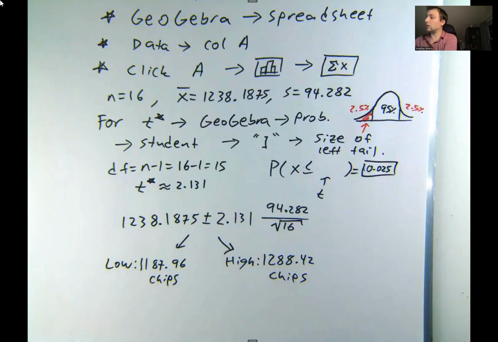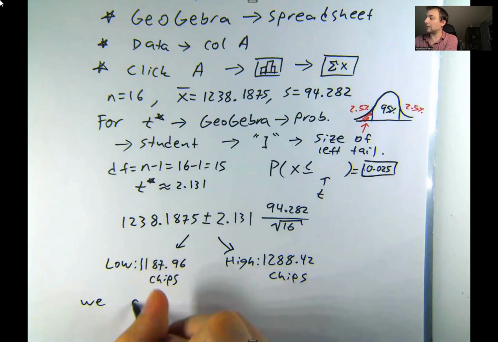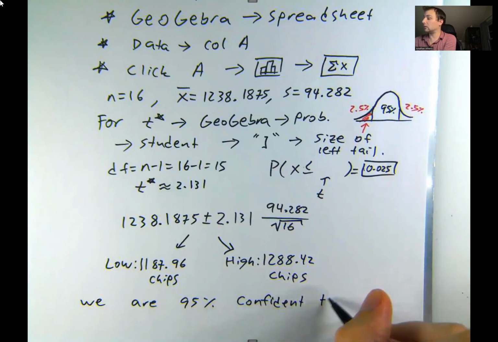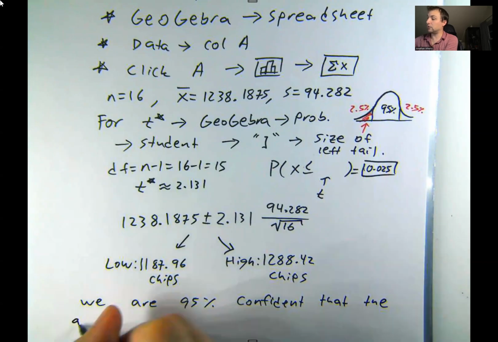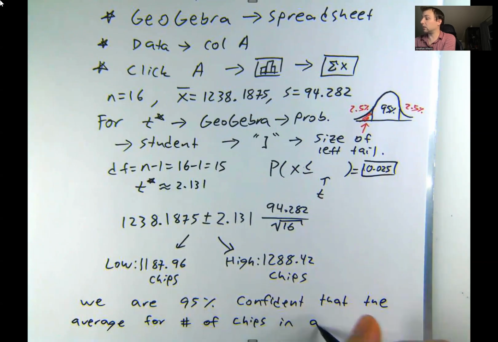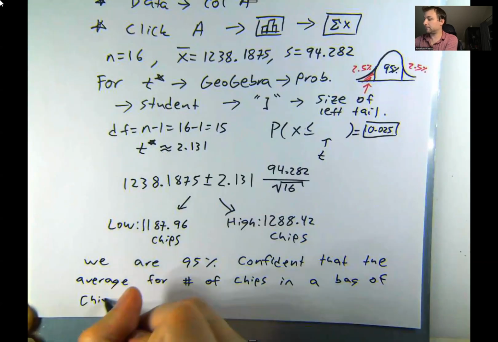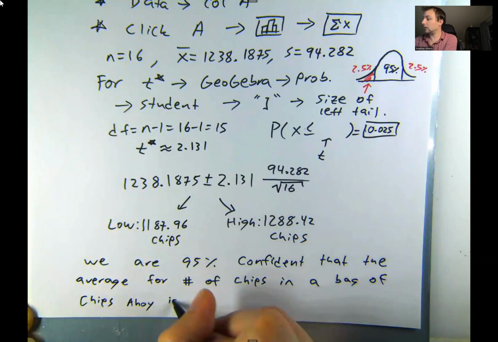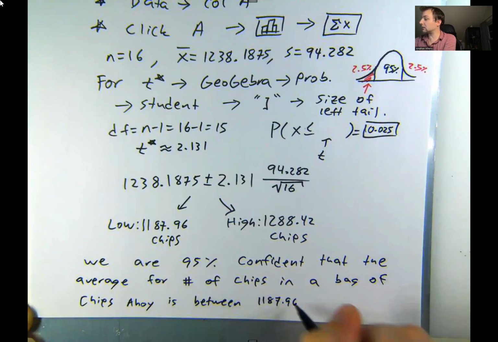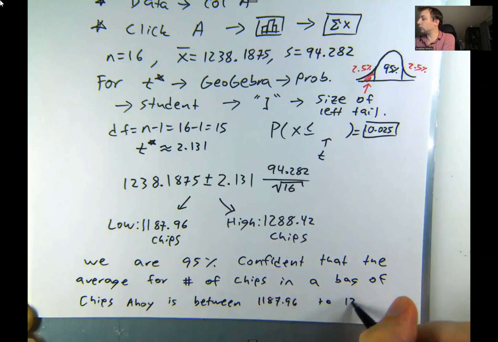If I was writing out the sentence that goes along with this, I would say something along the lines of, we are 95% confident that the average number of chocolate chips in a bag of Chips Ahoy is somewhere between 1,187.96 to 1,288.42 chips.